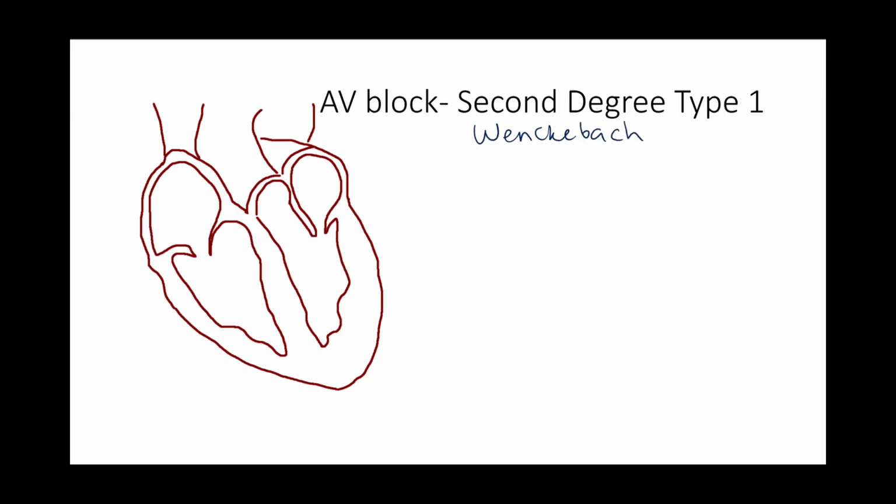What about a second degree type 1 AV block, or sometimes called a Wenckebach block? In such an EKG, we would expect the PR interval to increase with each beat until it reaches a point where the AV node conduction doesn't even occur and the beat is dropped. This is what it would look like.